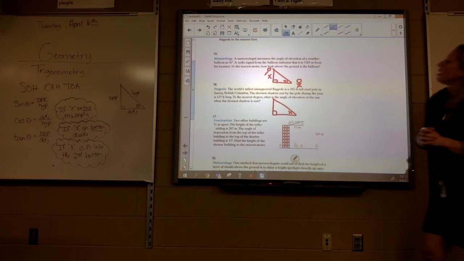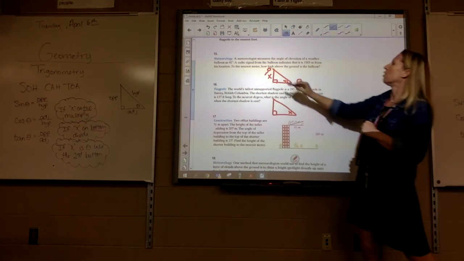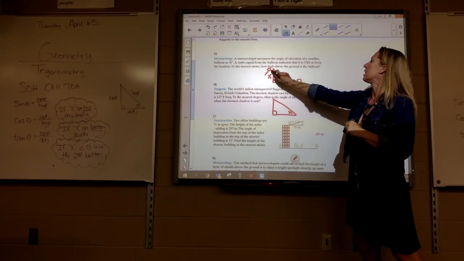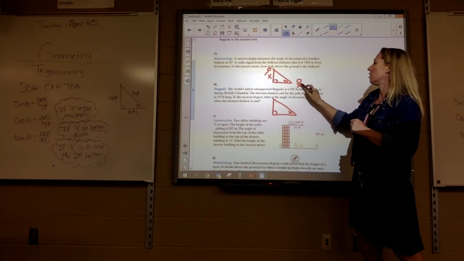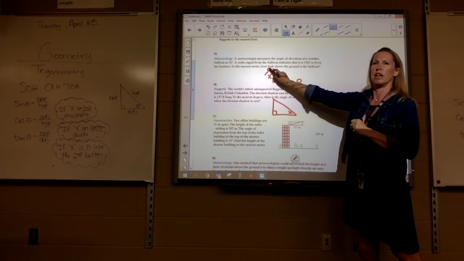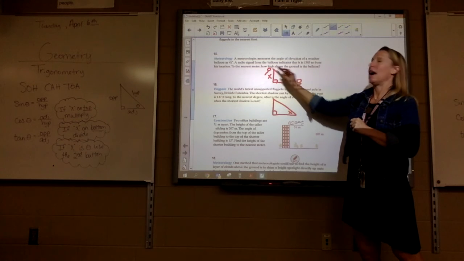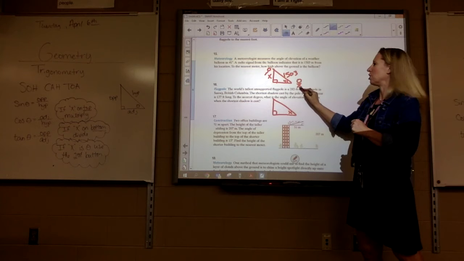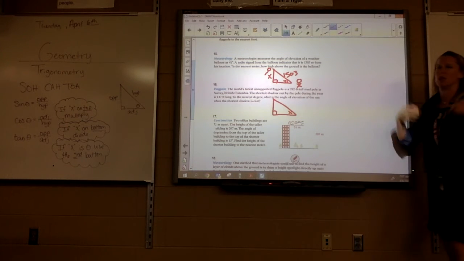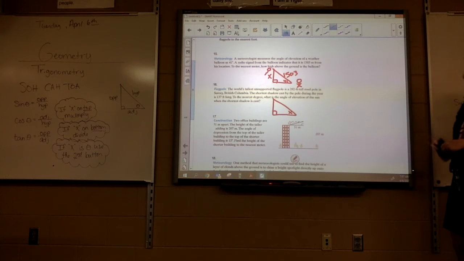It says a radio signal from the balloon indicates that it is 1503 meters from his location. So there's the balloon, there's the guy. Where would the 1503 go? Hypotenuse, yes. So the balloon and then his location. So now that it's set up, you can do your trigonometry to solve that.